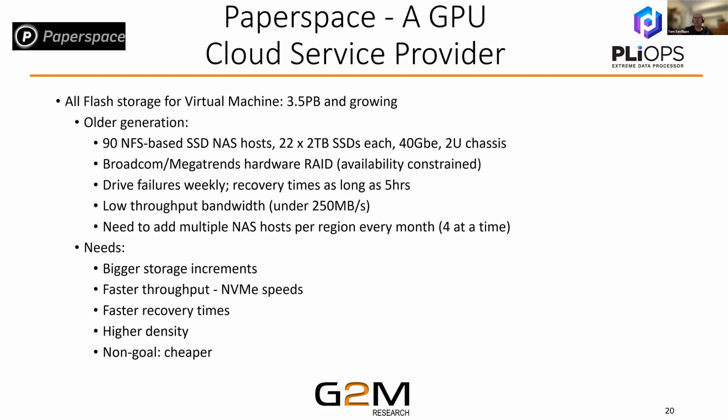We knew that this was not competitive for our platform. We knew that our users needed faster storage. 250 megabytes per second is not really viable for many AI applications. So we needed NVMe-like speeds for our NAS architecture, and we needed faster recovery times and higher density. One of the goals we didn't have was making it cheaper. We wanted the faster performance and faster recoverability, but we weren't trying to optimize for costs. We were going to see where we came out on cost.